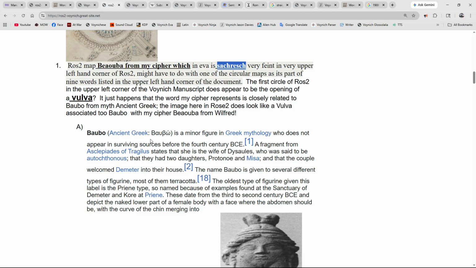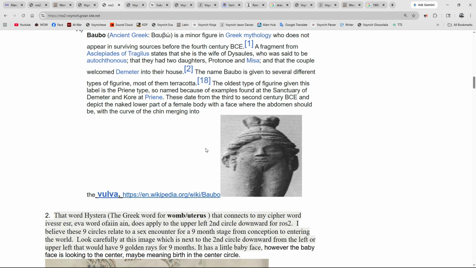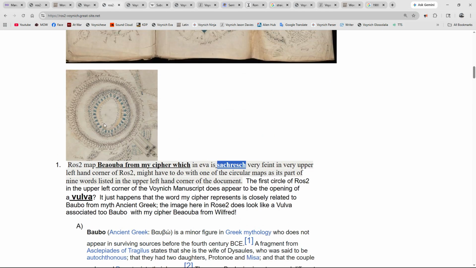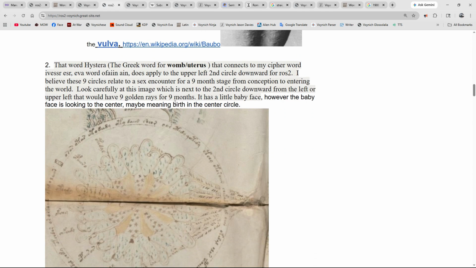And Boba had been represented with a vulva. And so this is a vulva. There's little hairs and stuff on the outer edge. It looks like a vulva. Now going onward to the next word. Now this is a stretch.